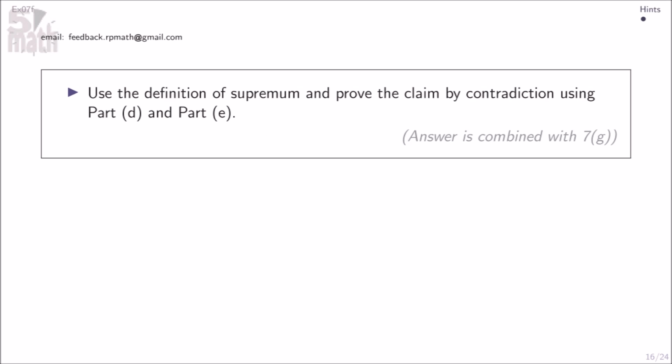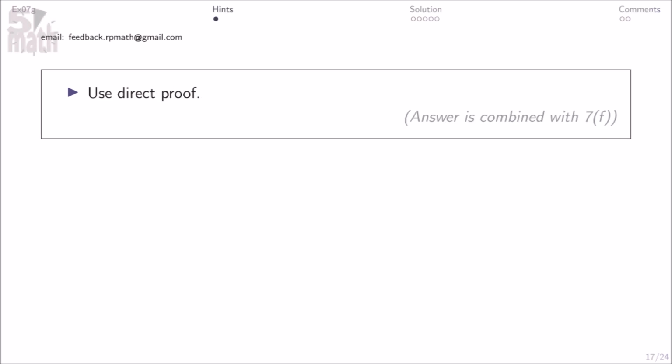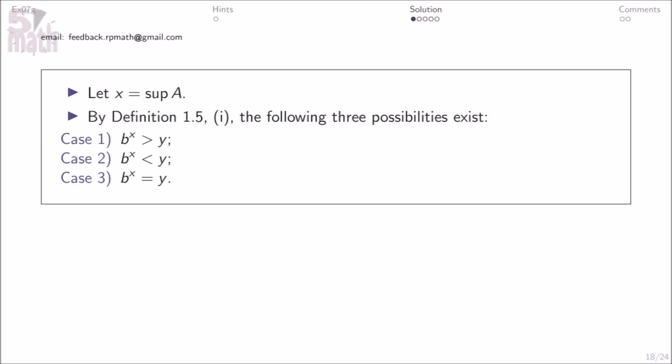Use the definition of supremum and prove the claim by contradiction using part D and part E. Answers combined with 7G. Use direct proof. Answers combined with 7F. Let x = sup A. By definition 1.5i, the following three possibilities exist. Case 1, b^x > y. Case 2, b^x < y. Case 3, b^x = y.